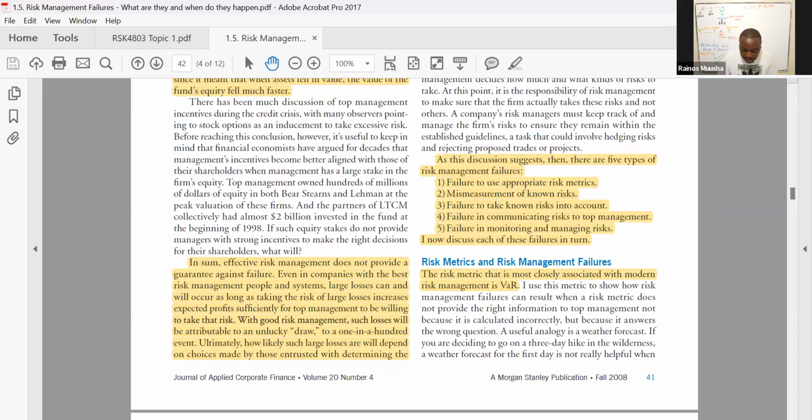So starting with the first one, risk metrics and risk management failure. So now we are going to be starting off with failure to use appropriate risk metrics. So in this case, they say the risk metric that is most closely associated with modern risk management is value at risk. So VAR stands for value at risk.